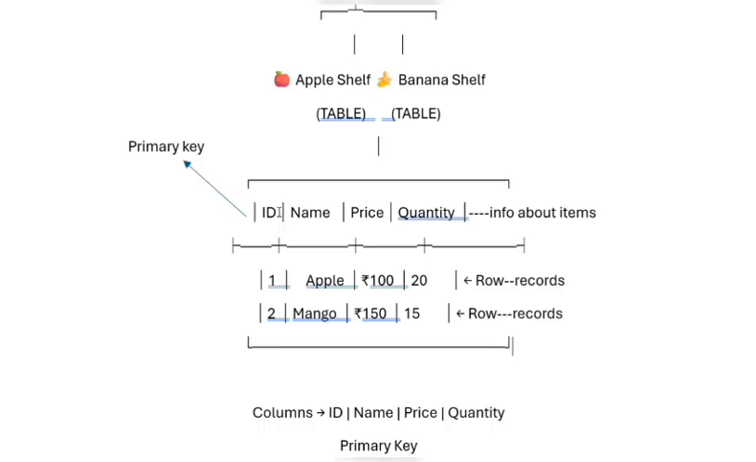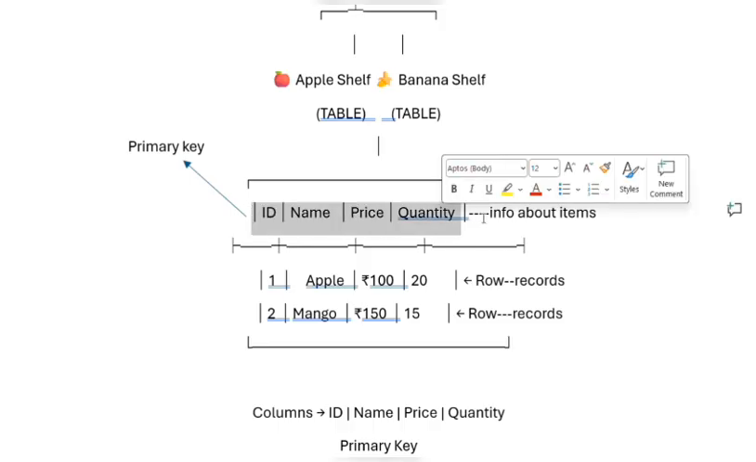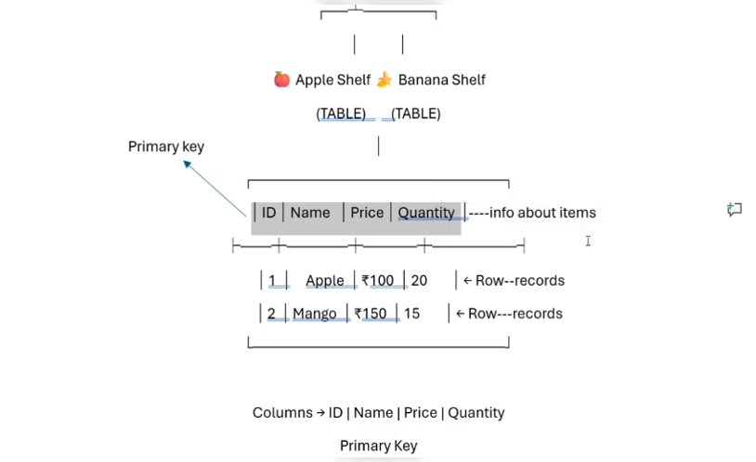And if you take the columns, here the apple has different columns like name, price, and quality. These are the properties of the apple. Similarly, columns represent the attributes. Here these are the columns. All of this shows the information about the items, that means the properties of the apple.